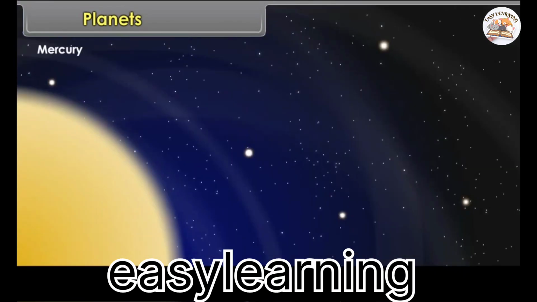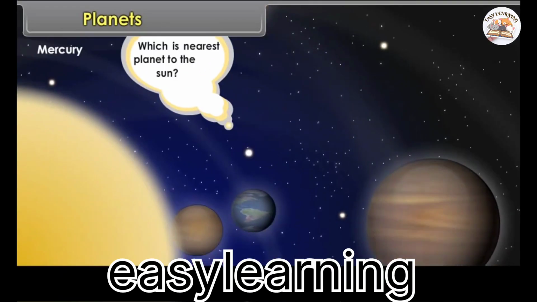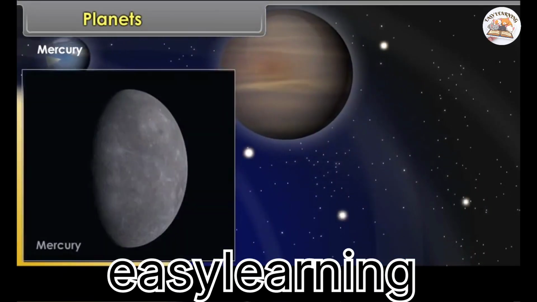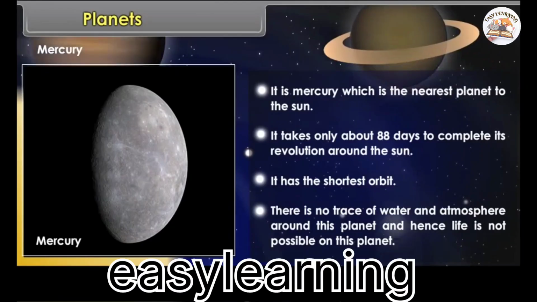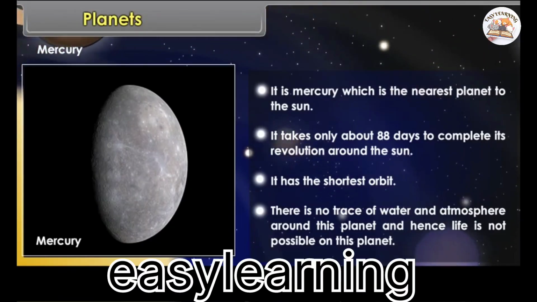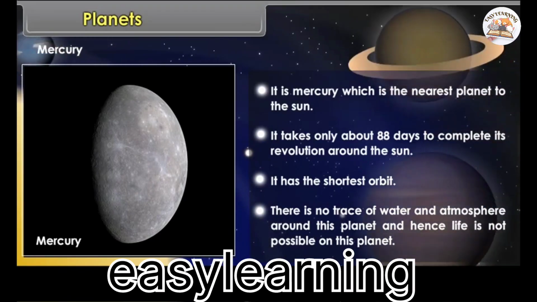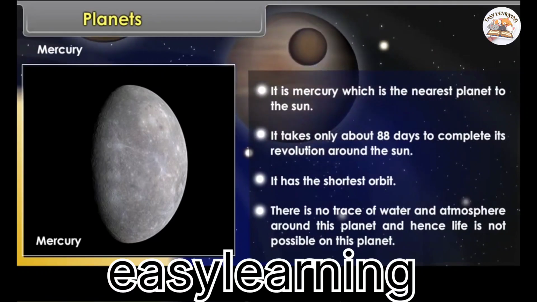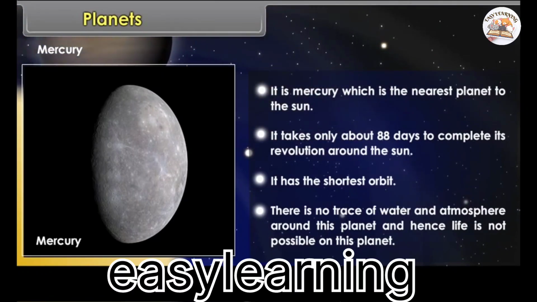Mercury. If you ask the question, which is the nearest planet to the Sun? It is Mercury, which is the nearest planet to the Sun. It takes only about 88 days to complete its revolution around the Sun. It has the shortest orbit. There is no trace of water and atmosphere around this planet, and hence life is not possible on this planet.